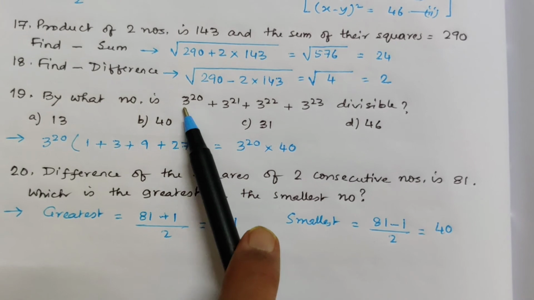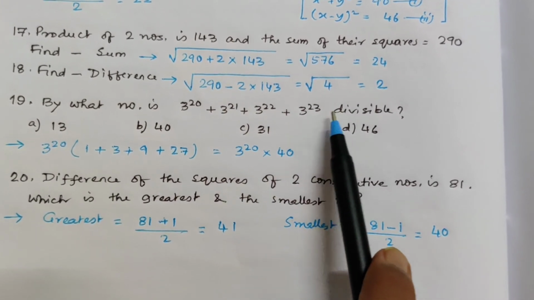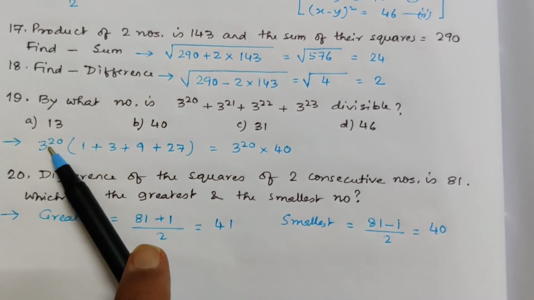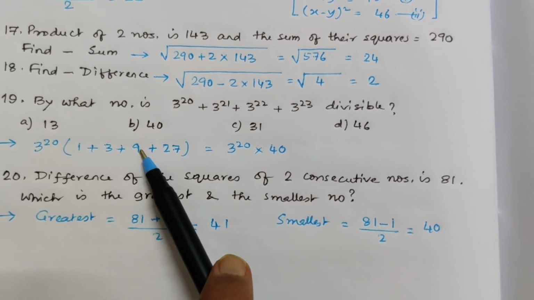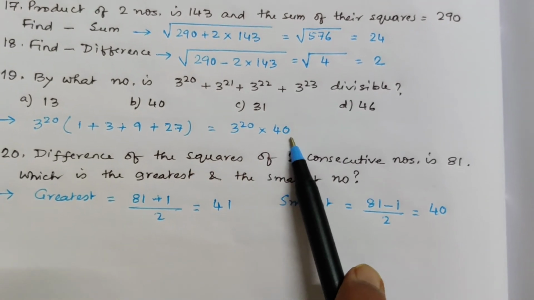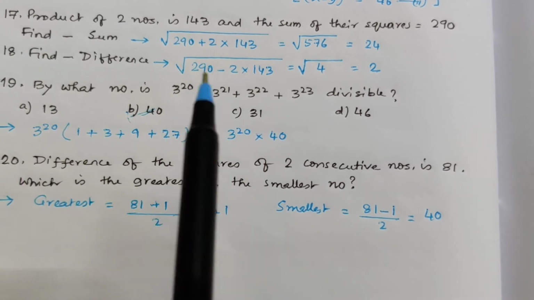By what number is 3 to the power 20 plus 3 to the power 21 plus 3 to the power 22 plus 3 to the power 23 divisible? Your options are given over here. So we are taking common 3 to the power 20, 1 plus 3 plus 9 plus 27. That makes it 3 to the power 20 into 40. So 40 is the answer over here.